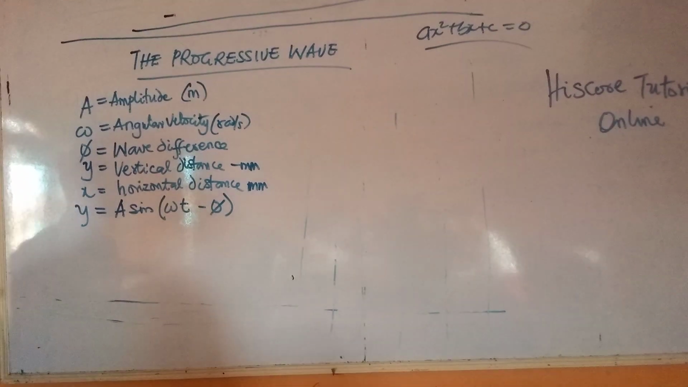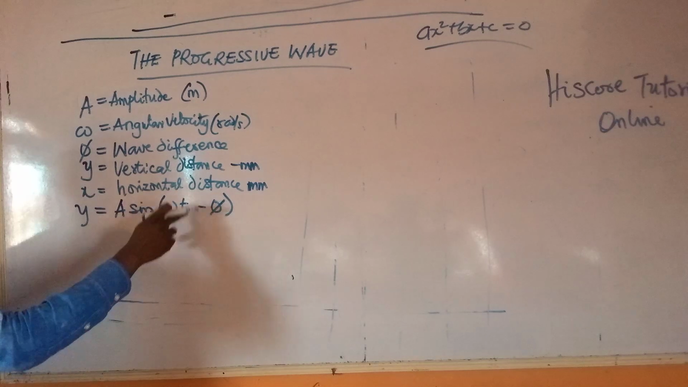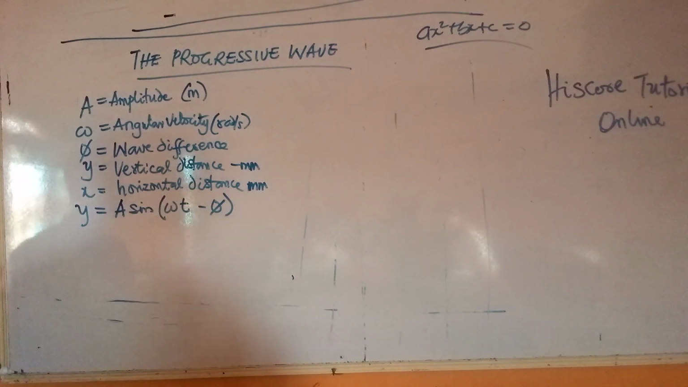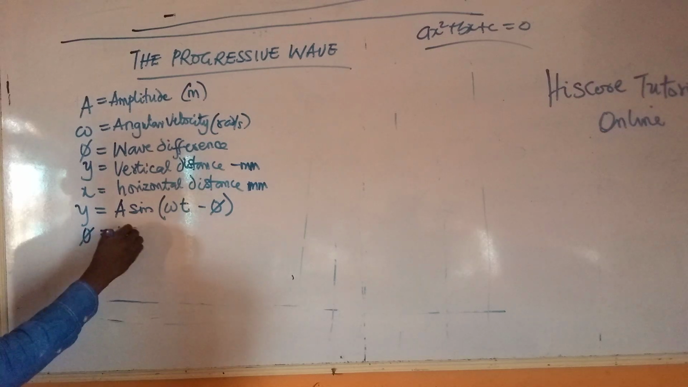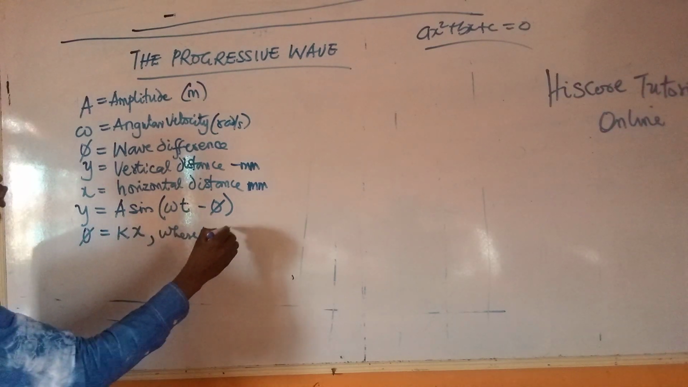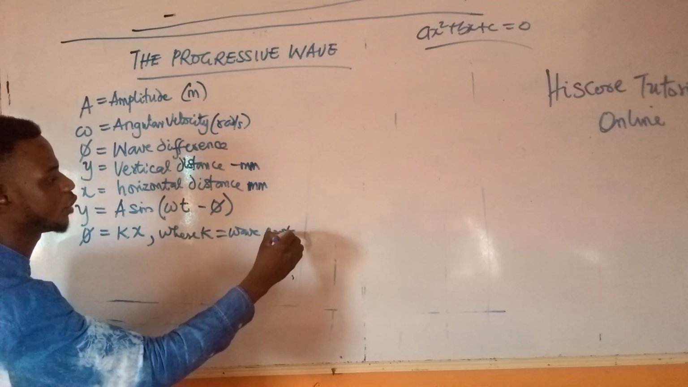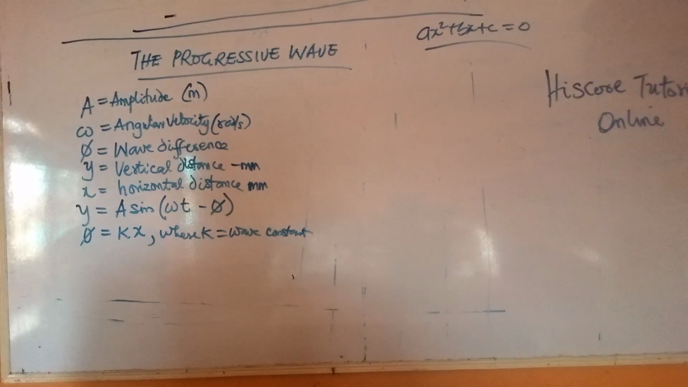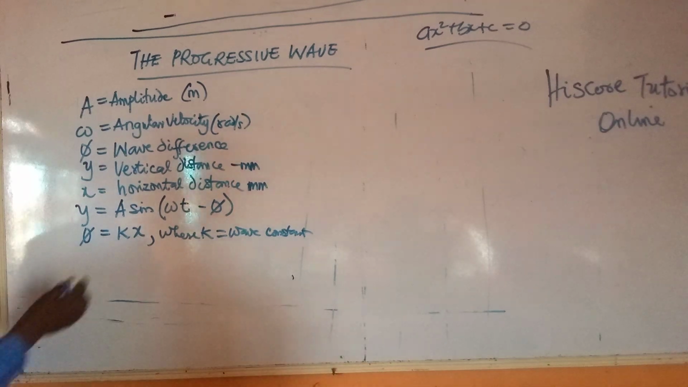Are you following? If you don't, let me know. A sine open bracket omega t minus phi. However, phi is given as equal to kx, where k is equal to the wave constant. Are you following? Wave constant. At the same time, you can still break this down.